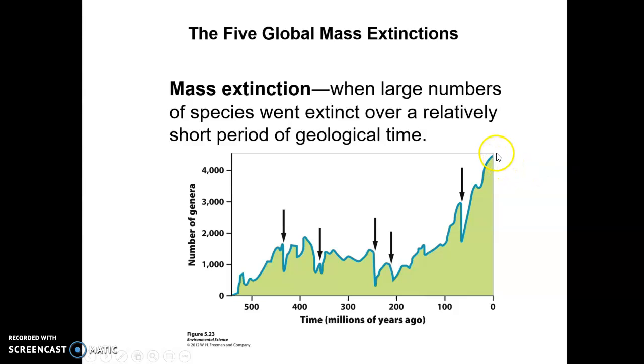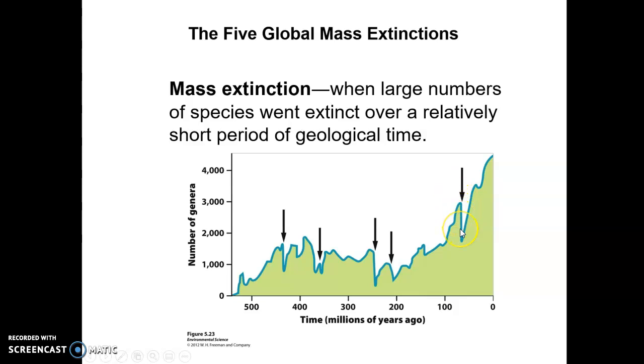Okay, so you can see right now we are at a relatively high point of biodiversity, and you would expect that would happen again over long periods of time. But as you see, there were points of time where a very short period of geological time passed, but a great number of organisms became extinct.